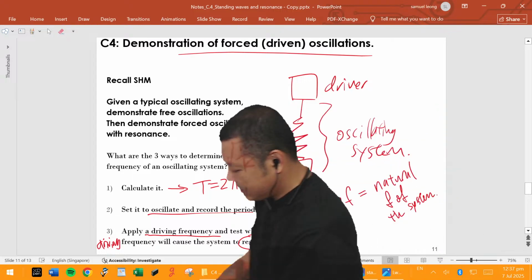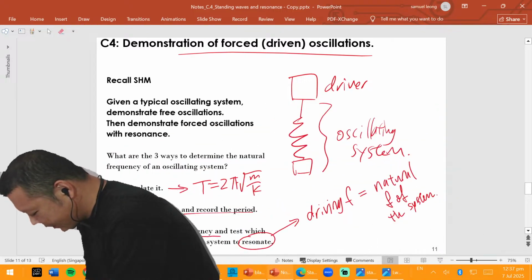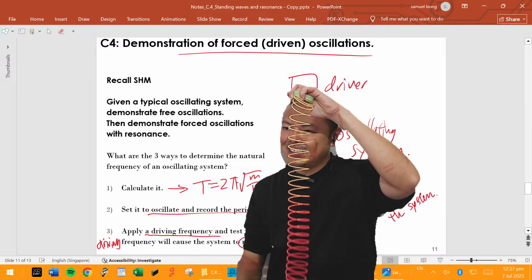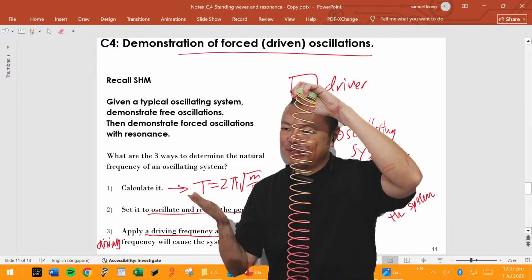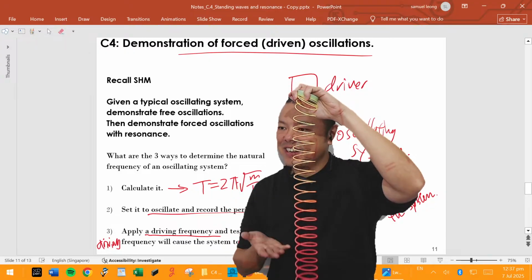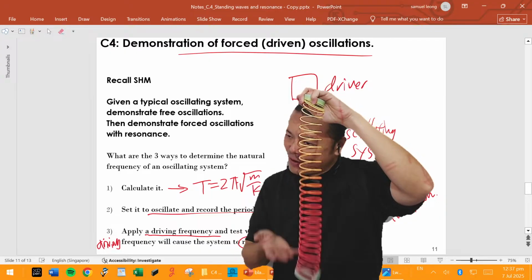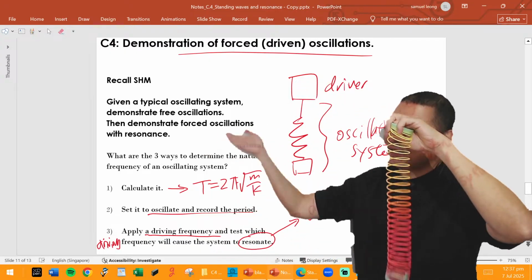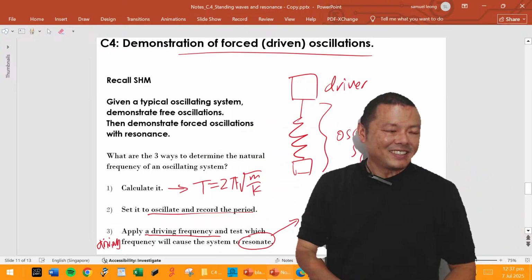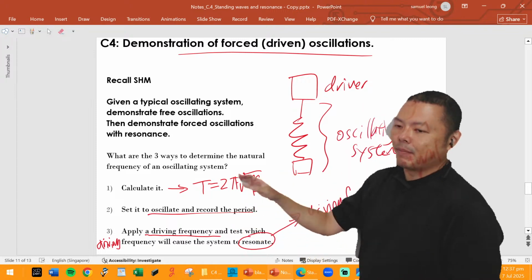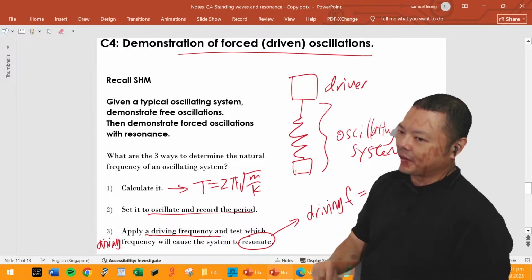The second one is just basically what you were doing back in secondary school: 20 oscillations, record the time, divide by 20. Literally, you just record physically the period. Then once you have recorded the period, you can use it to find the frequency. That's the most direct method. But there are three different ways of finding the natural frequency of the system.